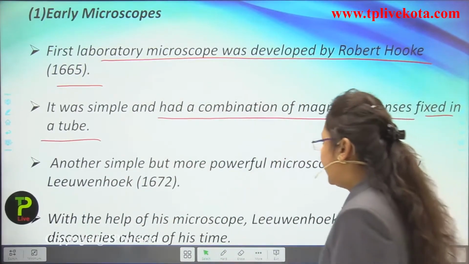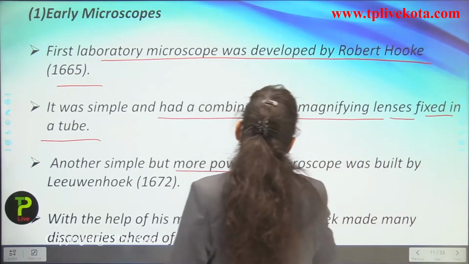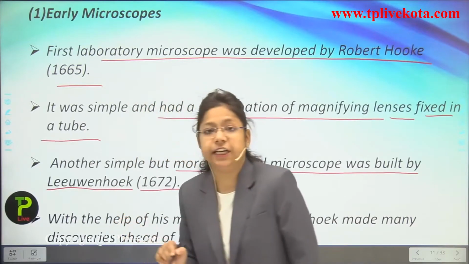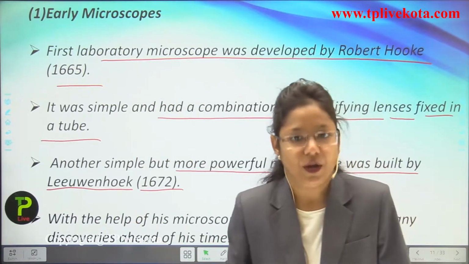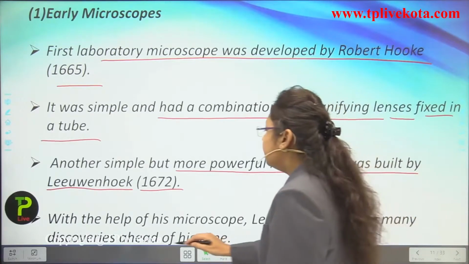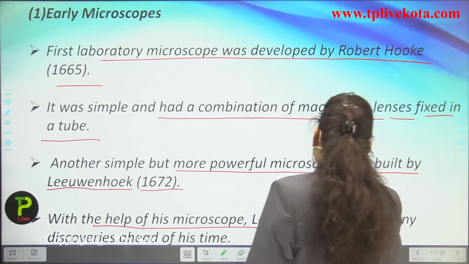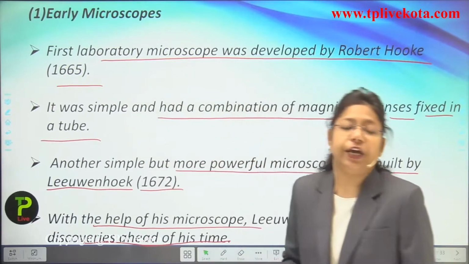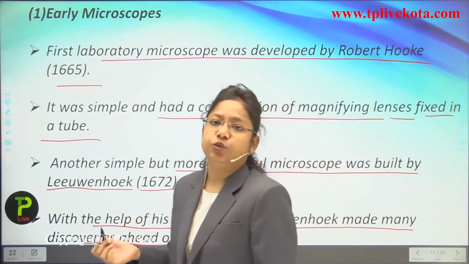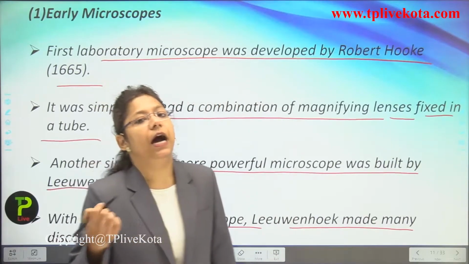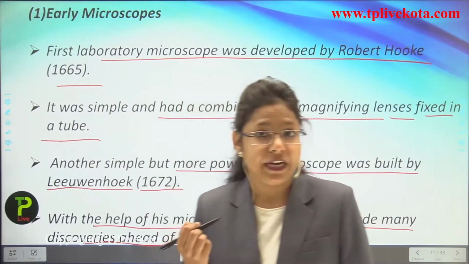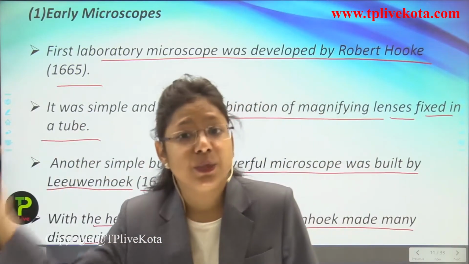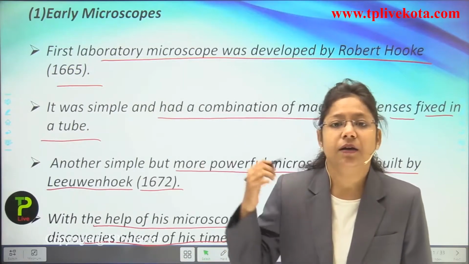Okay, now another simple but more powerful microscope was built by Leeuwenhoek in 1672. With the help of his microscope, Leeuwenhoek made many discoveries ahead of his time. Leeuwenhoek was the scientist who saw some plant cells under the kind of microscope which he made. So it was a good discovery and it led to new discoveries in later times.